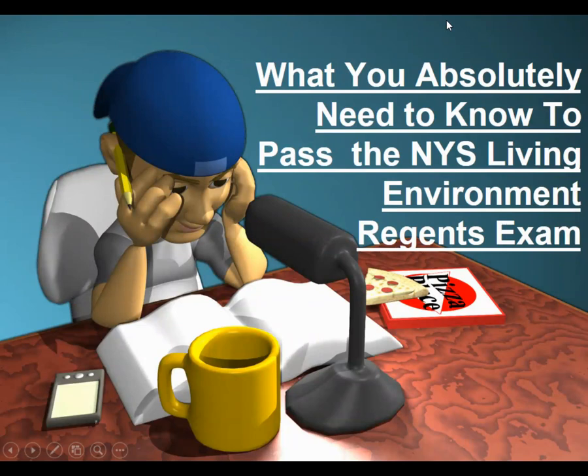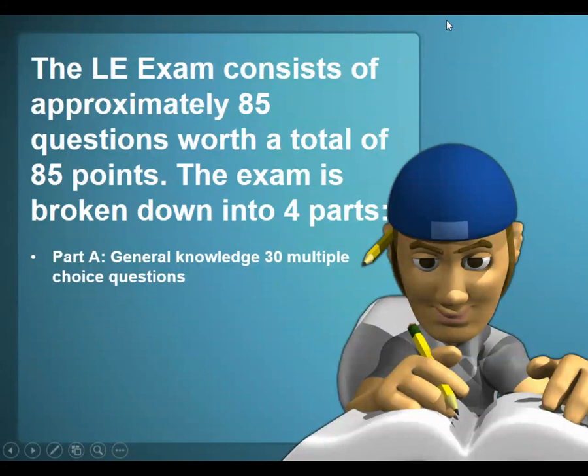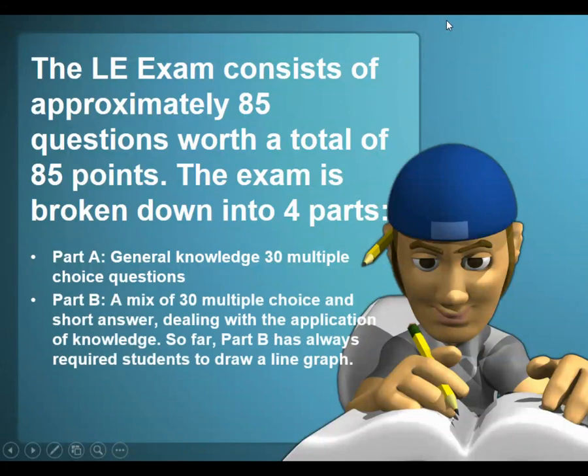So this is what you absolutely need to know to pass the Living Environment Regents exam and for other things. So just for those of you who are taking the exam, this will be good for you to know. The exam consists of about 85 questions. There's 85 points on this test, and it's broken down into 4 parts. There's Part A, which is 30 multiple choice questions. Part B also has about 30 multiple choice questions, and there's like a Part B1 and B2.